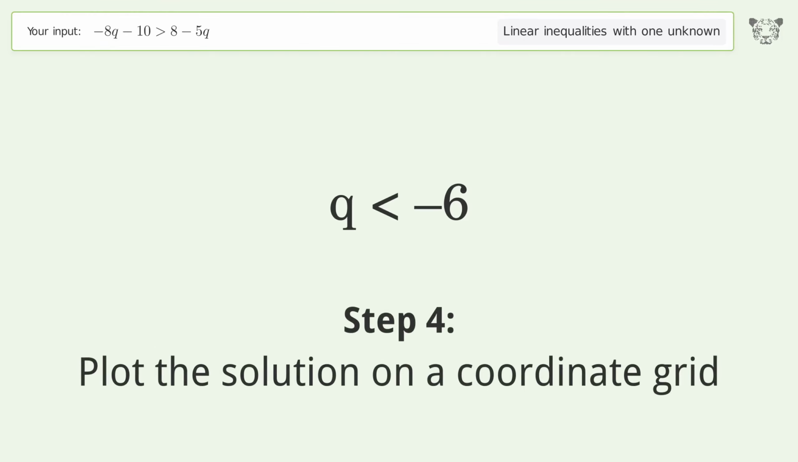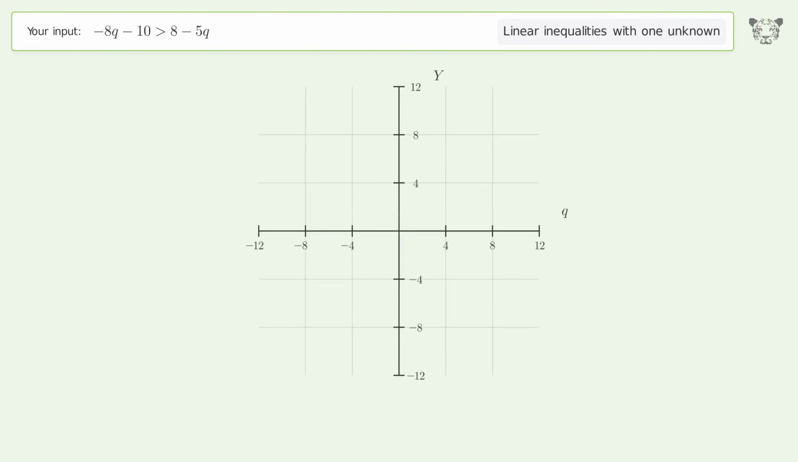Plot the solution on a coordinate grid. And so the final result is q smaller than -6.